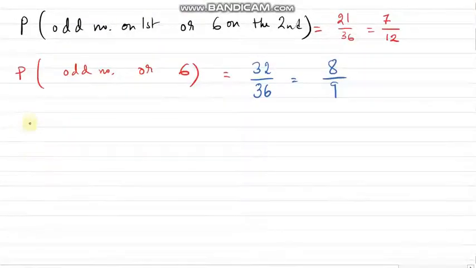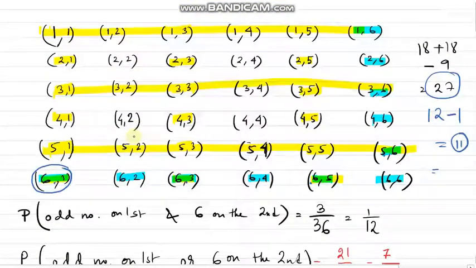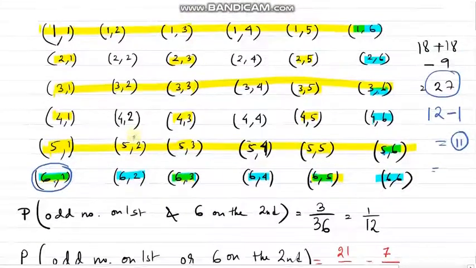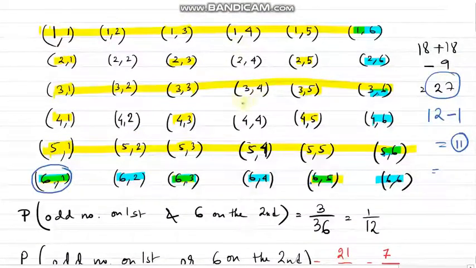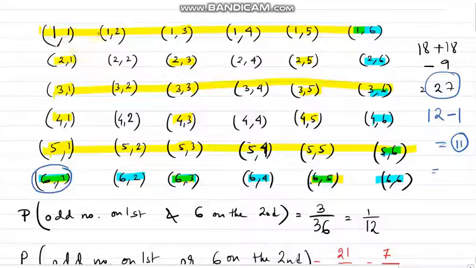Now, odd number or 6. Just check if, instead of calculating so many things, we just take the complement set. So what will be the complement of this event? That means I don't want an odd number or a 6 in the events. How many events are there? Just check. Odd number and 6. I don't want any of this.